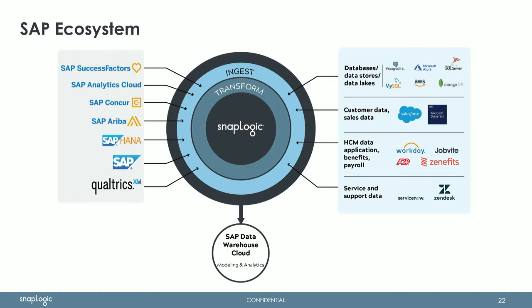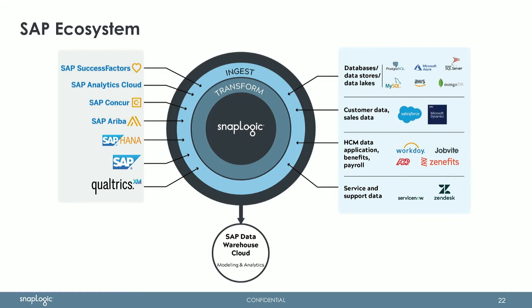So you can see, besides all the SAP endpoints that we support, you can also get data from third-party sources such as databases, as I mentioned, open source, closed source, and various data sources in public cloud. You can get customer data and sales data from Salesforce and Microsoft Dynamics, the CRM systems. You can get SCM data from a variety of third-party applications. And you can also get service and support data from popular applications such as ServiceNow and Zendesk using the SnapLogic platform. And we not only help you ingest that data, but also transform that data visually.